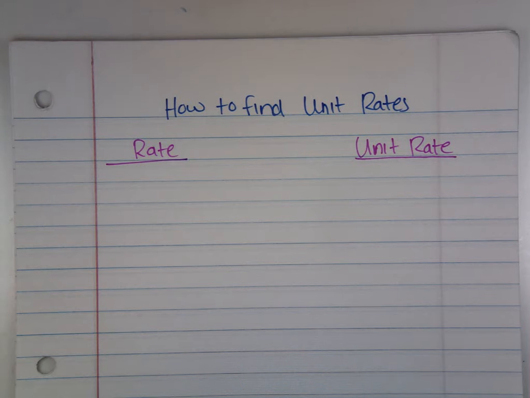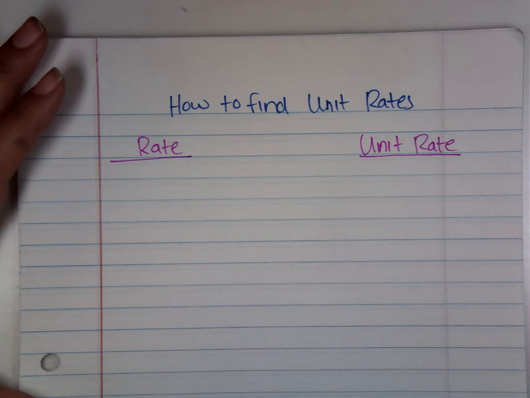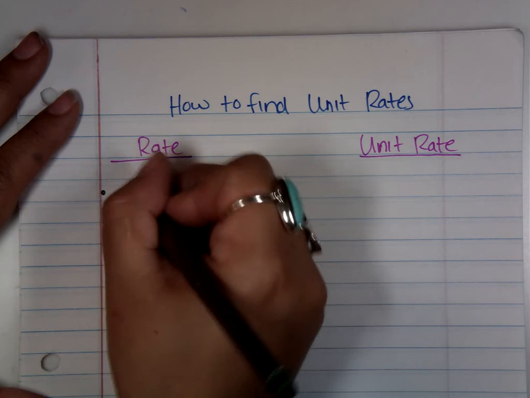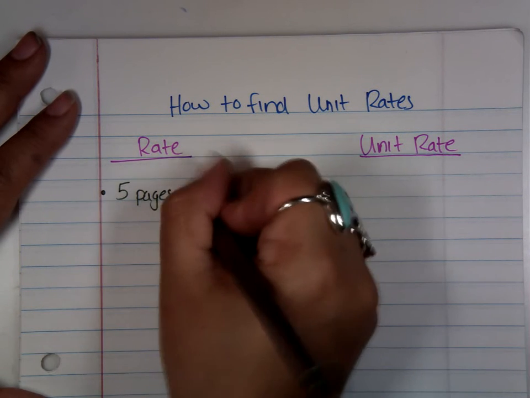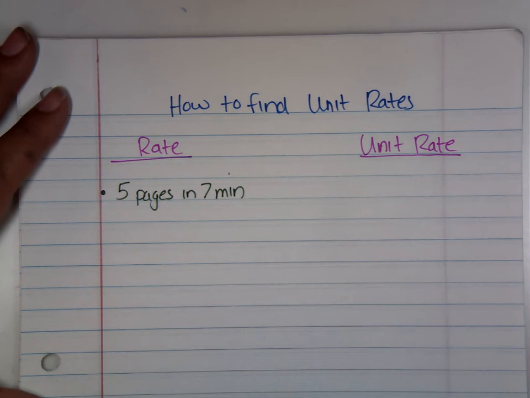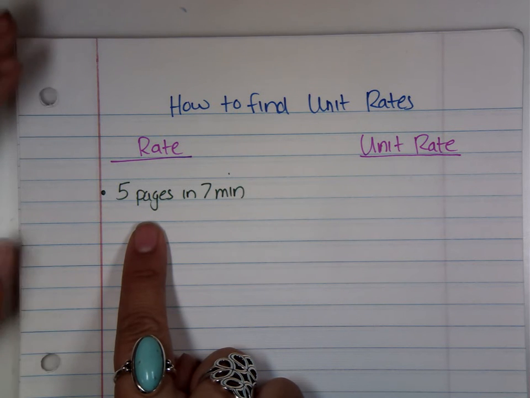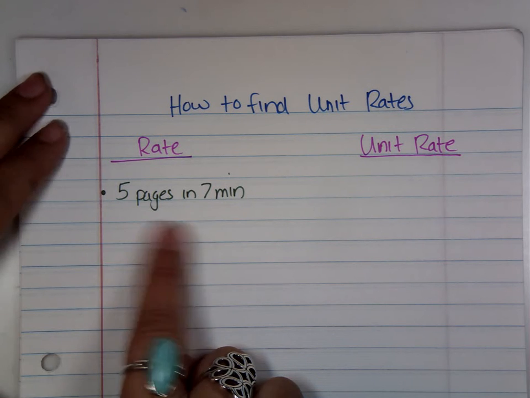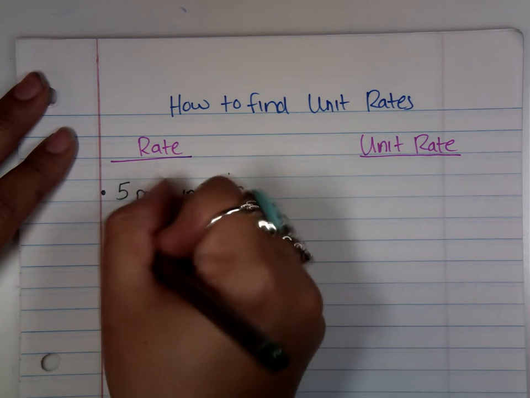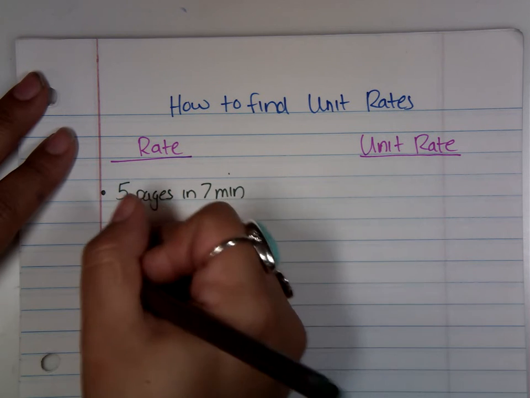So, one of the rates that we talked about was our reading rate. So remember, we said that we could read 5 pages in 7 minutes. Now, this is a rate, but to find a unit rate, we want to figure out how many pages we read per minute. So we want to ask ourselves, well, if we read 5 pages in 7 minutes, how many pages per minute is that?